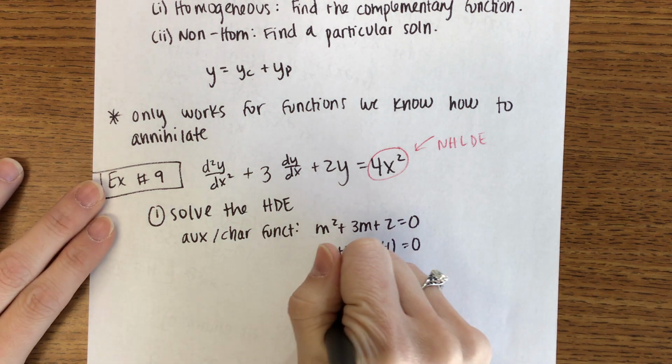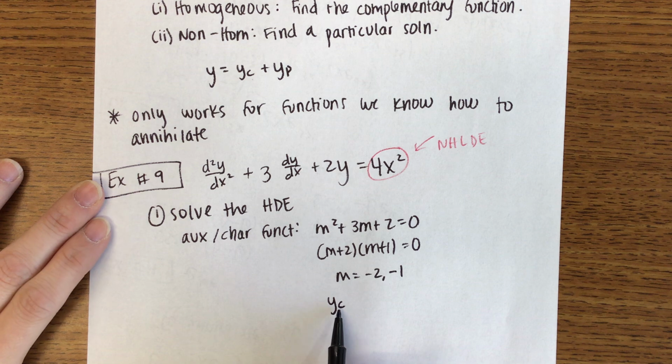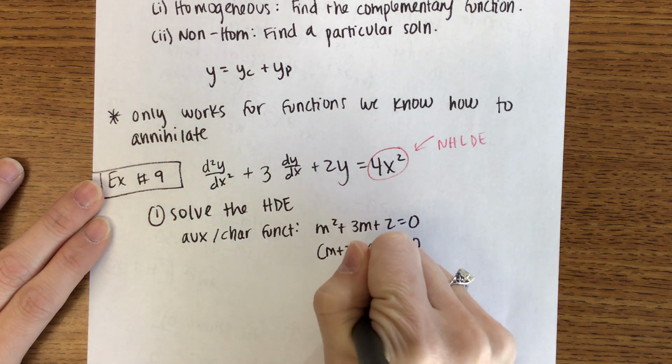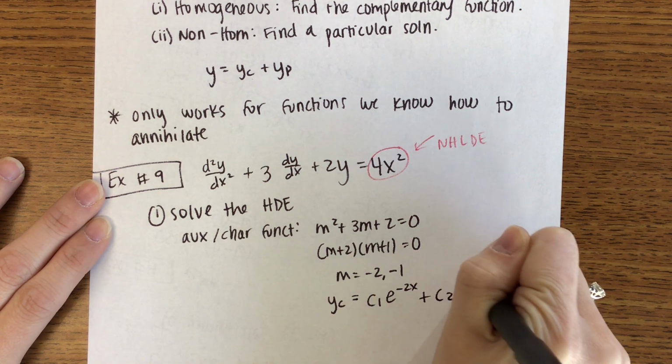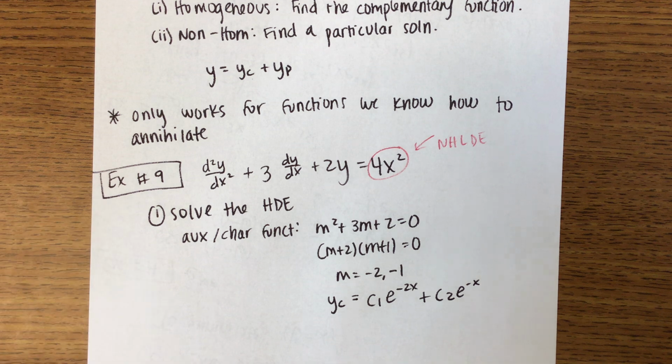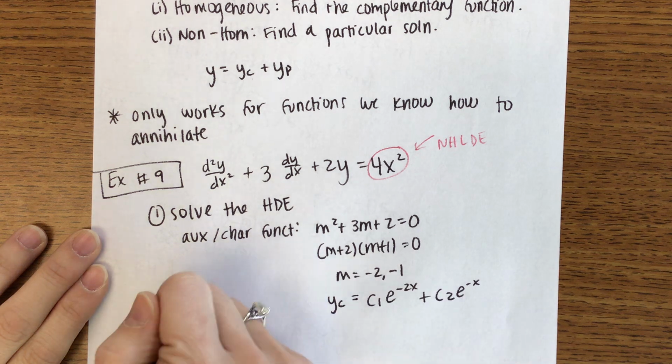Okay. I don't know if you put a C here. Make sure you put a C so you know that this is the complementary solution. It's not the full solution. We should have gotten C1 e to the -2x plus C2 e to the -x. Okay, it doesn't matter which one you call C1 and C2. Okay, that is what we've already done. So we found the complementary solution. Now we need to figure out what to do with that 4x squared.